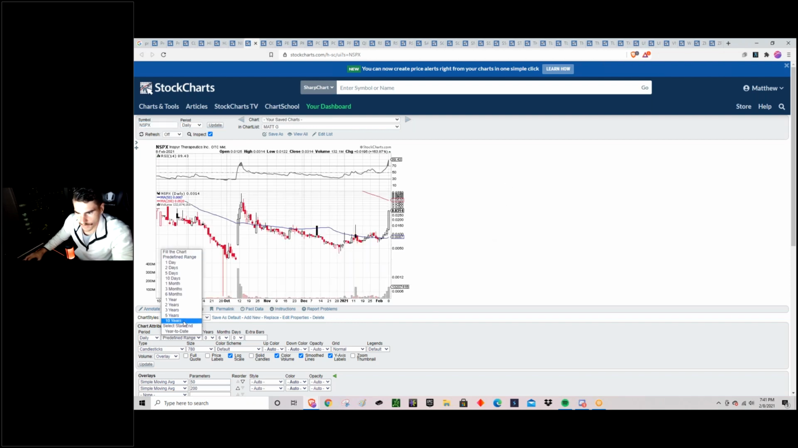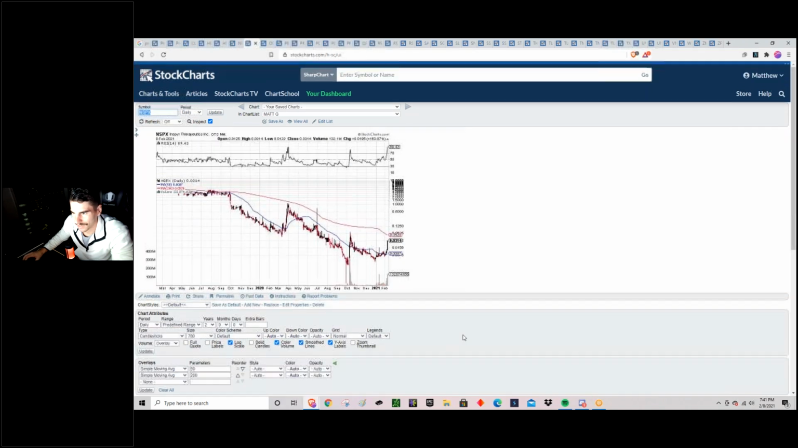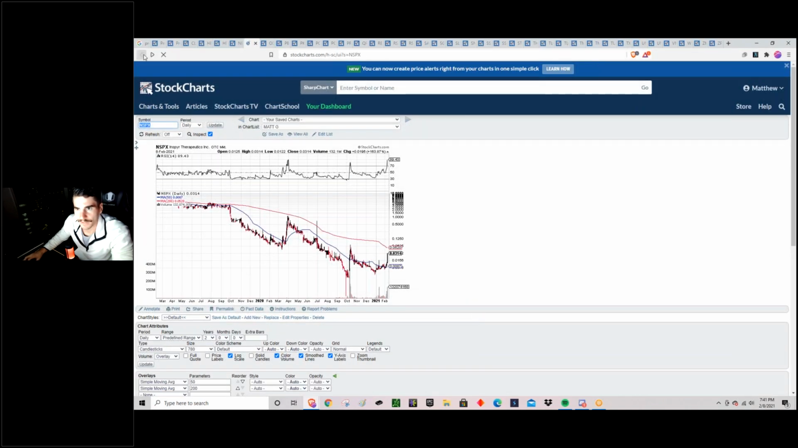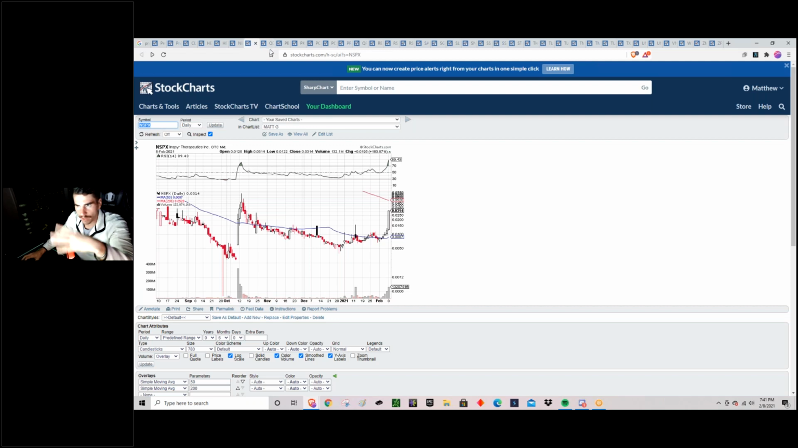This is an interesting chart, but this is kind of that second tier. This is something that I'll add to a watch list, but it's not anything I'm in a rush to get in.